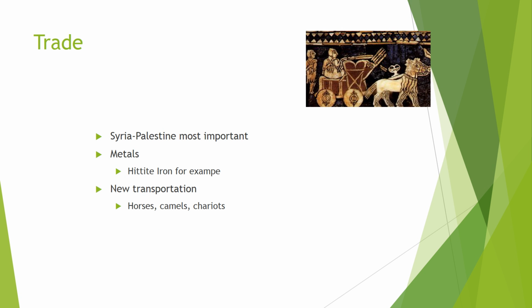Trade is super important. First, widespread networks of trade start small scale, go to medium, then go to long distance. The Syrian-Palestine trade for Mesopotamia, for example, is the most important one. Metals are really, really important. The Hittites, for example, had a large iron industry.